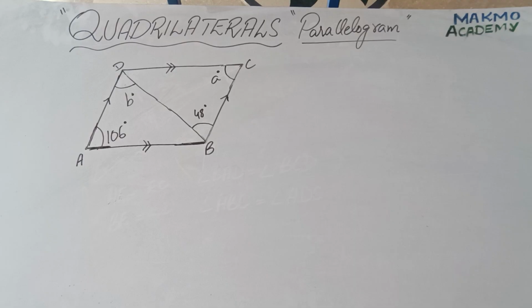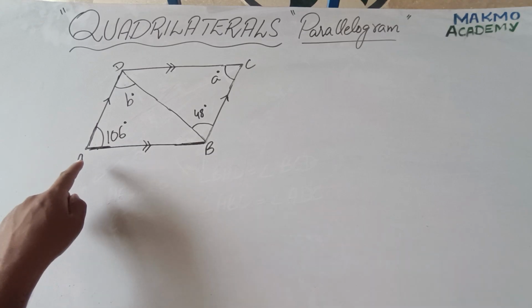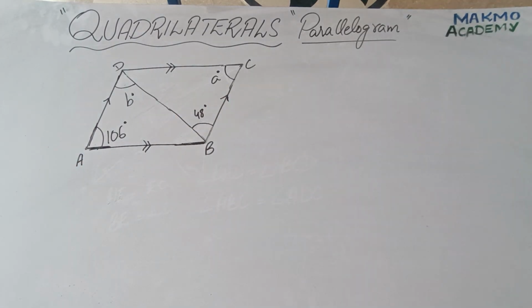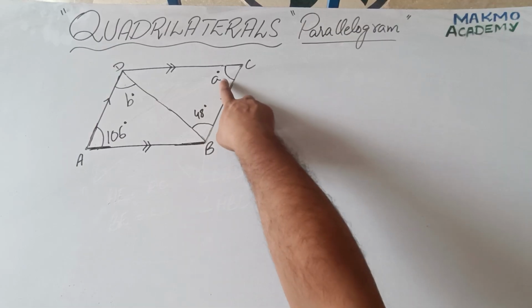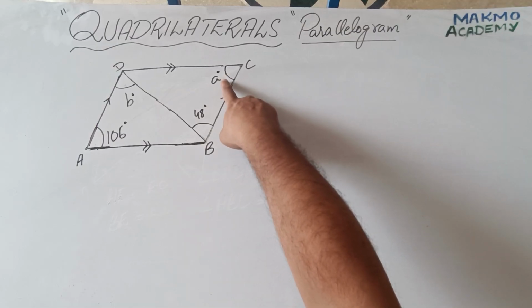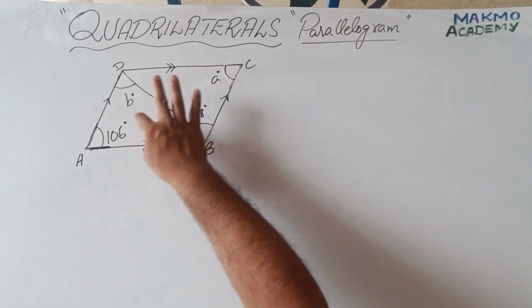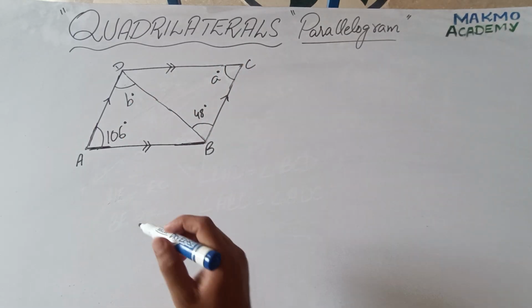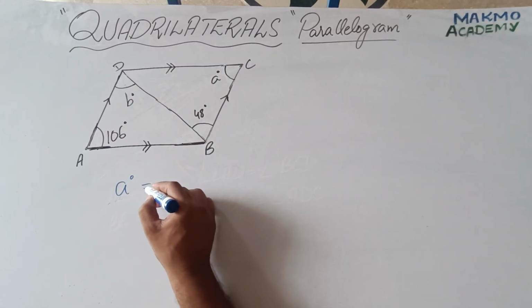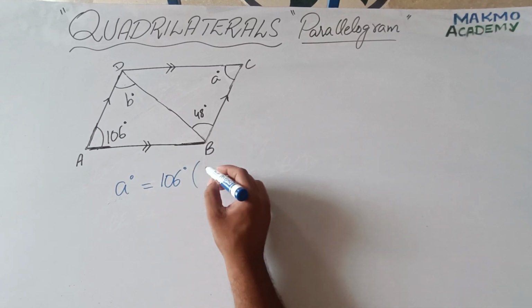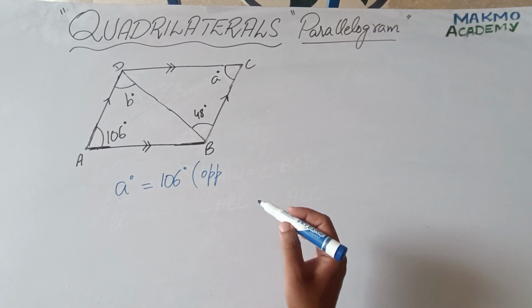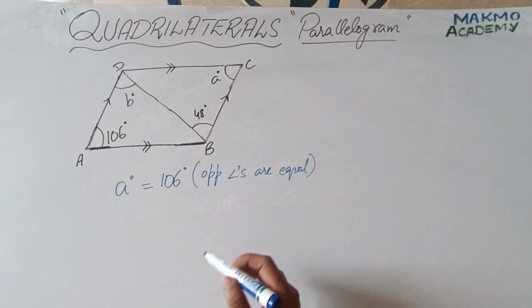Now we have another problem in front of us, so let's discuss this problem. In this parallelogram ABCD, there are two unknown angles. Unknown angles are represented by small letters a and b. So these are the two unknown angles, and we need to find out the size of these two unknown angles. Since we have discussed in the properties that opposite angles are equal with each other, it means that a is equal to 106 degrees. We will write: opposite angles are equal.